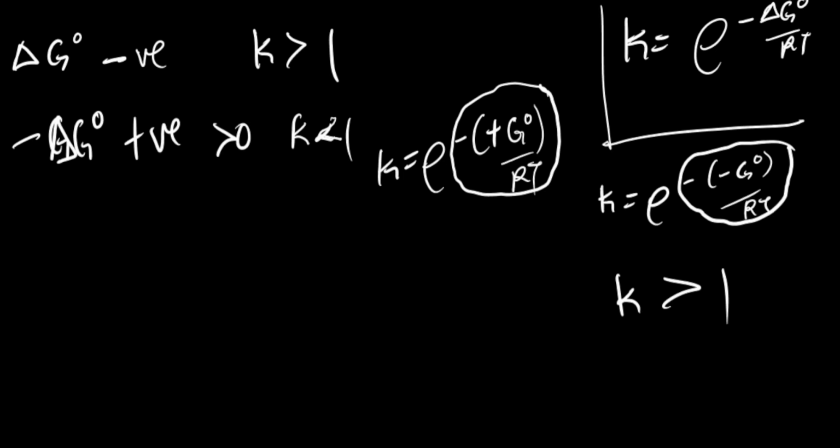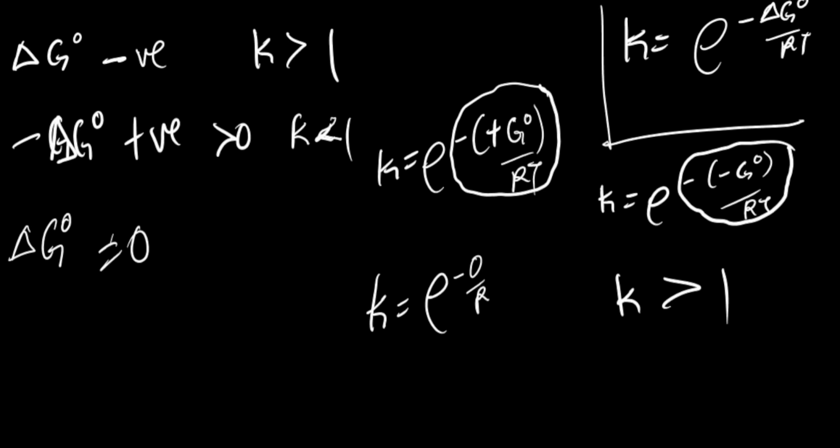And in a case where delta G naught is equal to 0, we have K equals e to the delta G naught, being 0, divided by RT. Now 0 divided by RT would be 0, and e raised to the power of 0 would be 1. So it means that K would be equal to 1. Such a reaction neither favors the forward nor the backward reaction. So K is equal to 1.